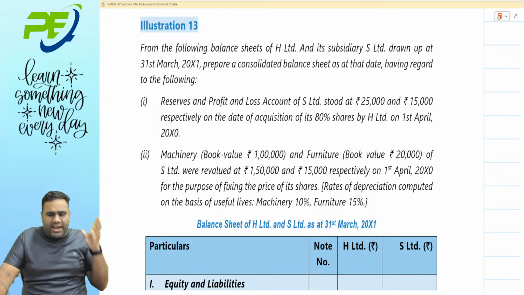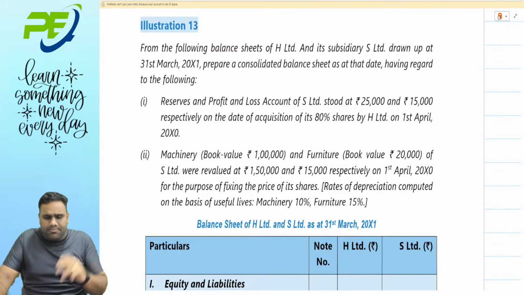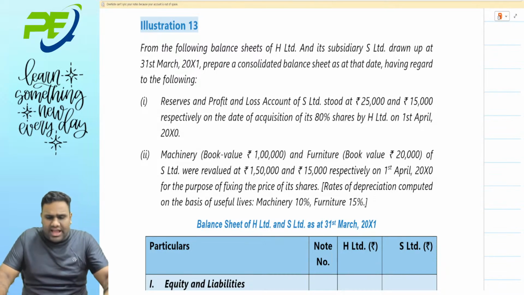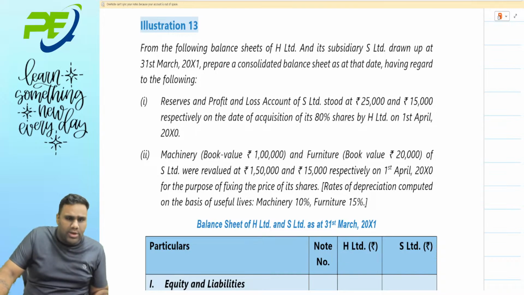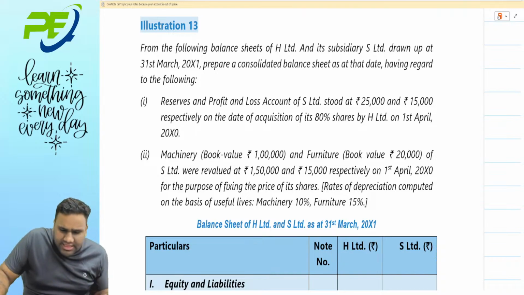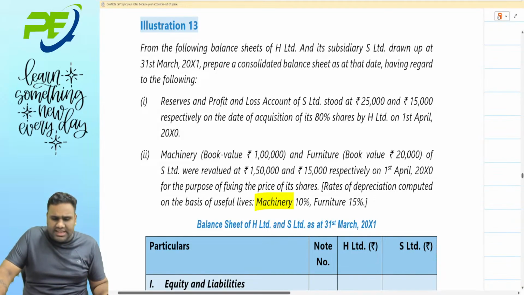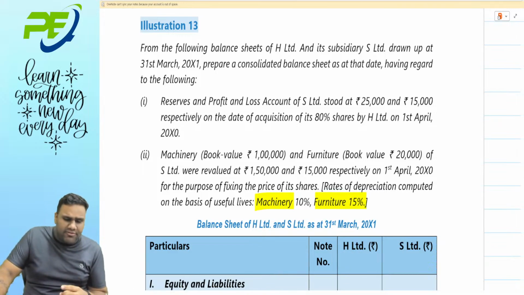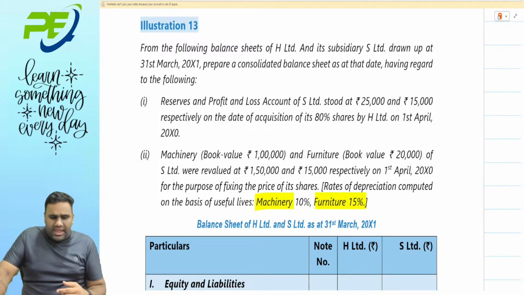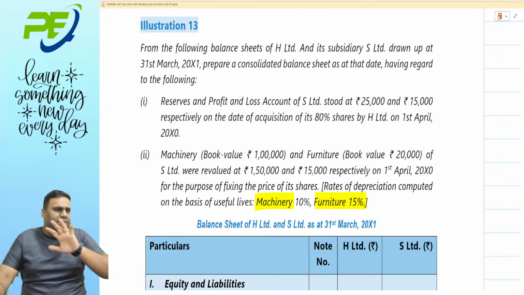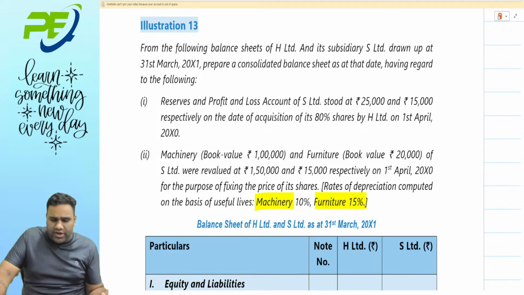So 1st April they have acquired the company. On that date they have given reserves and P&L. Machinery book value 1 lakh and furniture book value 20,000 of S Limited were revalued on 1st April 2010 for the purpose of fixing the price of shares. Rate of depreciation computed on the basis of useful life: machinery 10%, furniture 15%. So machinery book value was 1 lakh, but we have revalued at 1.5 lakh, and furniture book value was 20,000, we have revalued at 15,000. These two adjustments are very common adjustments for exam.